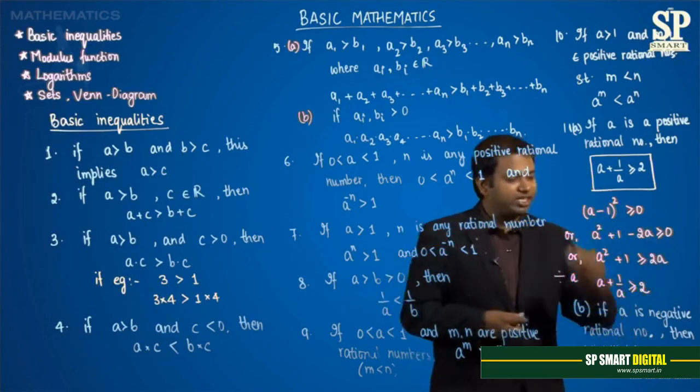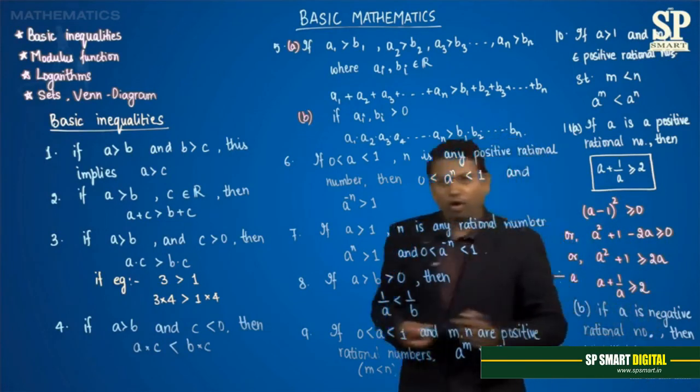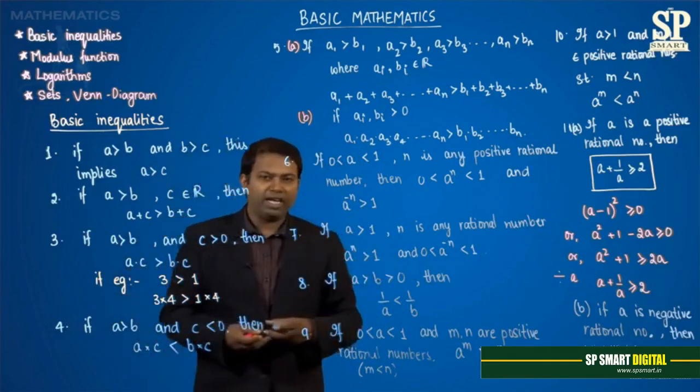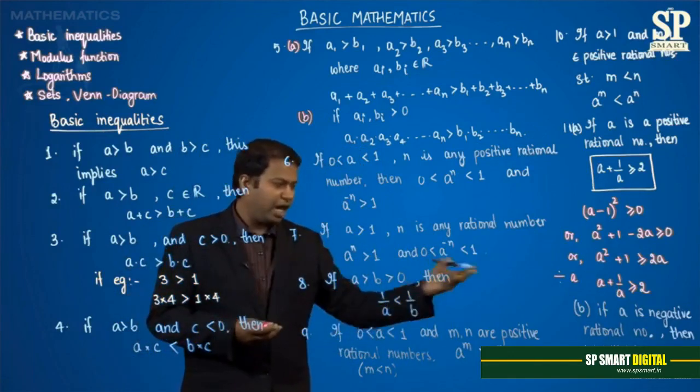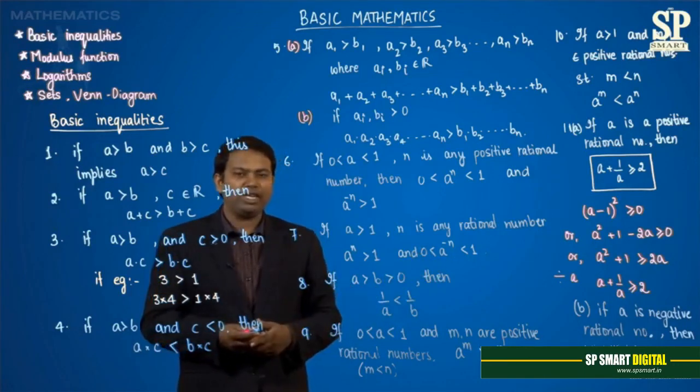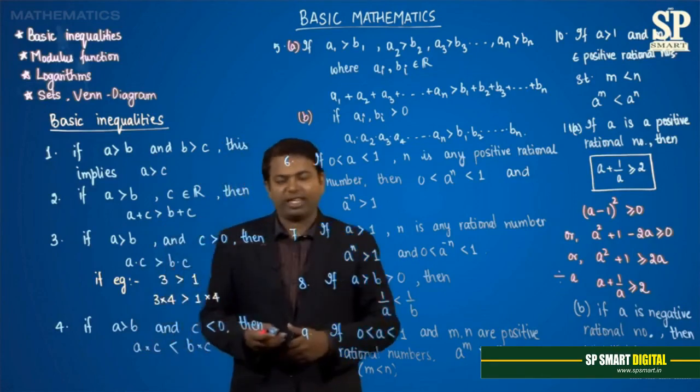Now using the above inequality, you can also prove the second one. Just try substituting a by minus 1 minus b and you'll get the answer to this. So these are some of the basic inequalities. Let's discuss some more in the next session.